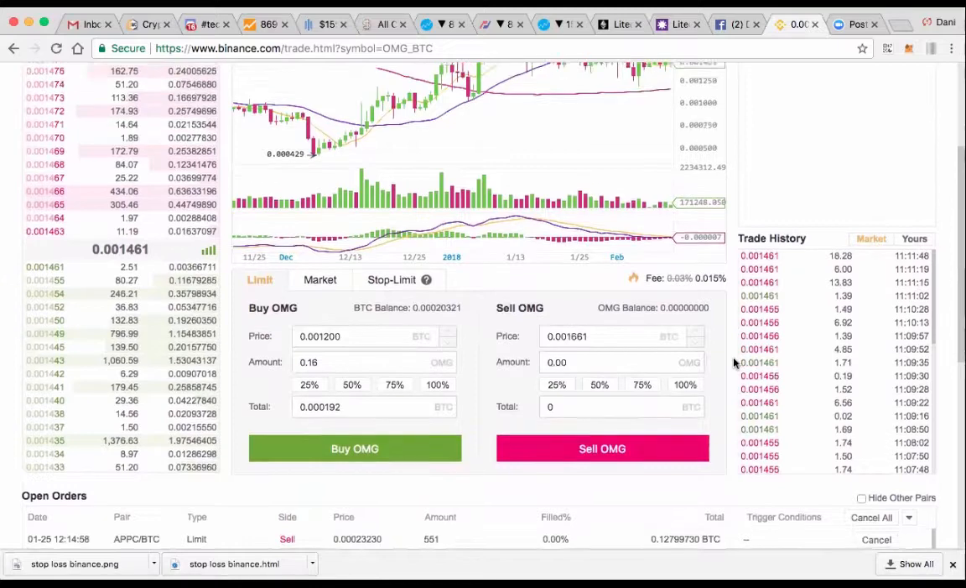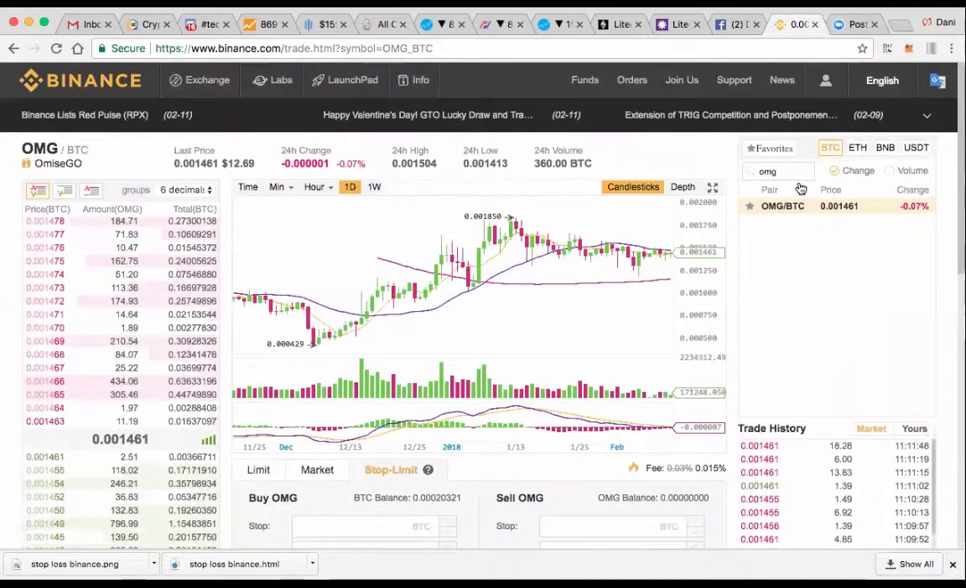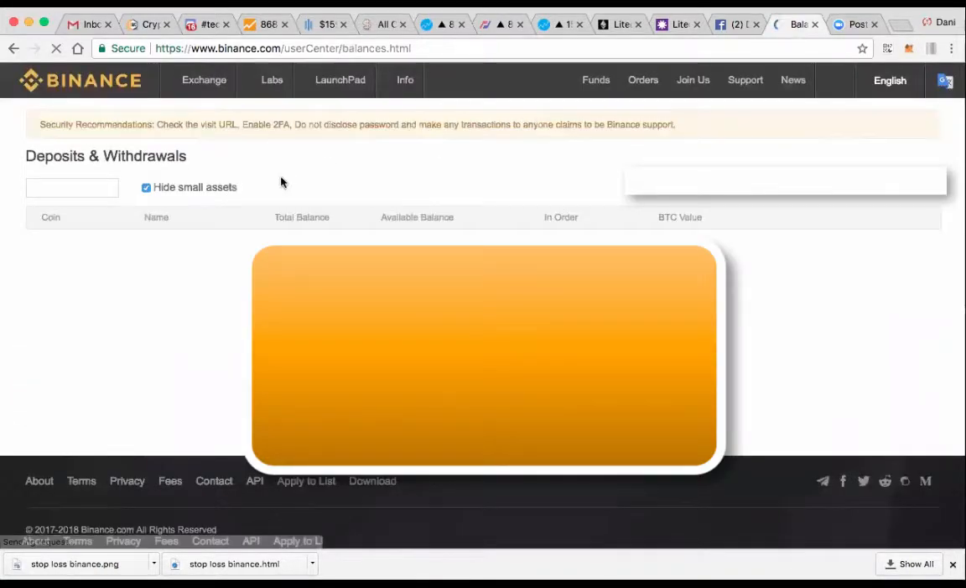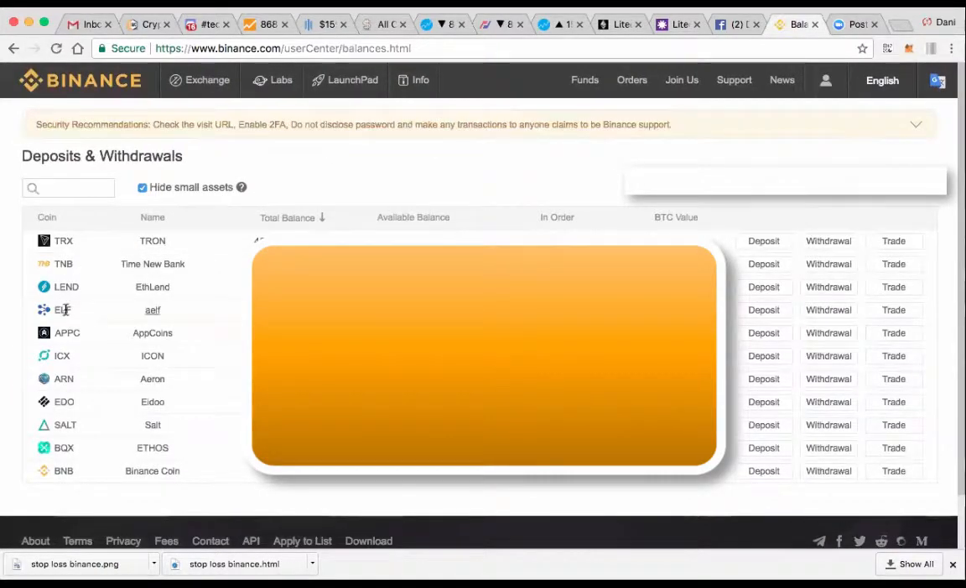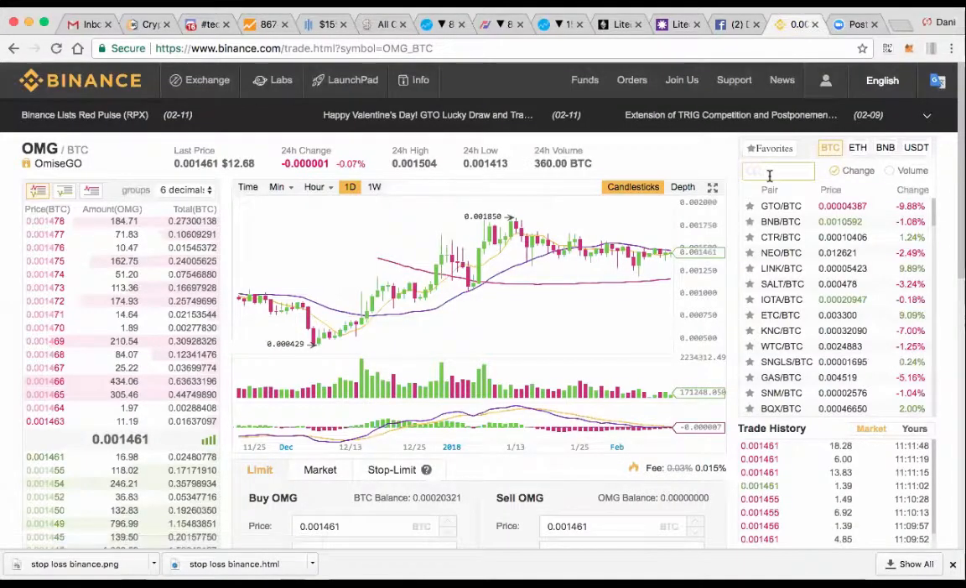All right. If I wanted to set a stop limit order, okay, so let's say I own OMISCO. Let's go to a coin that I am holding. If I want to find out what funds I'm holding, I go up here to funds and I click on balances. And that will show me what I've got. So let's go to ELF. So let's go up here to exchange. And I'll show you guys how to set a stop limit order.